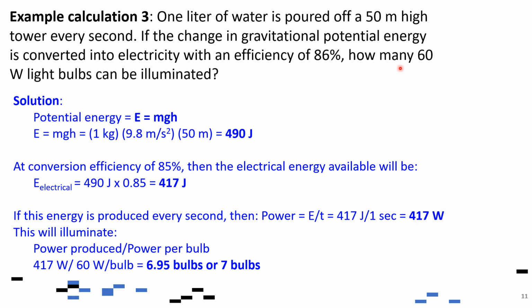Now the question is how many 60-watt light bulbs can be illuminated. What we can do is divide this by the capacity of that light bulb. So 417 watts divided by 60 watts per bulb, right? The watts cancel, leaving bulbs, so it's around 6.95 bulbs, or 7 bulbs in total. For that amount of power, you can illuminate around 7 bulbs in total.